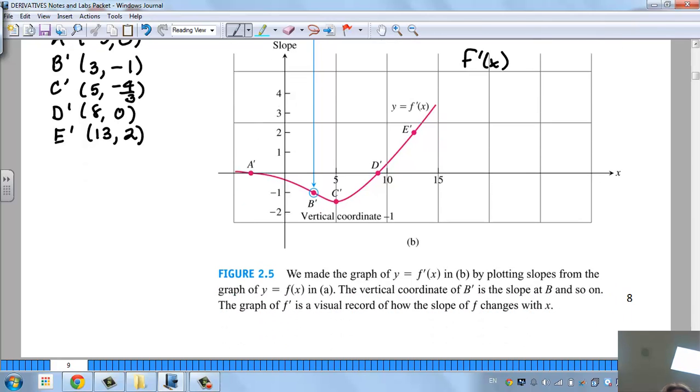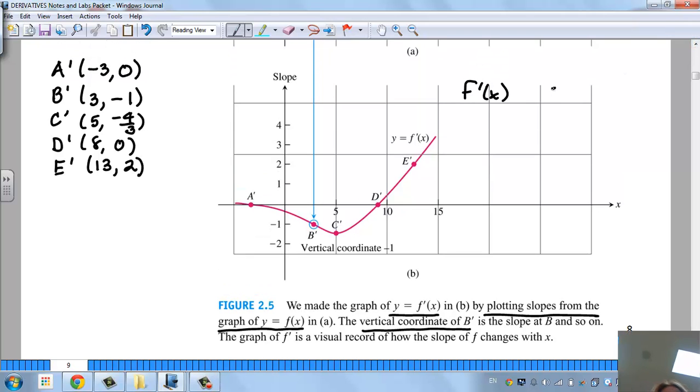Okay? So we made a graph of y equals f prime of x by plotting the slopes from the graph of y equals f of x in A. The vertical coordinate of B prime is the slope at B, and so on and so forth. The graph of f prime is a visual record of how the slope of f changes with x. Okay? So here basically I have the points (x, y), which are now (x, f prime of x). That's what's on this graph. All these are slopes.